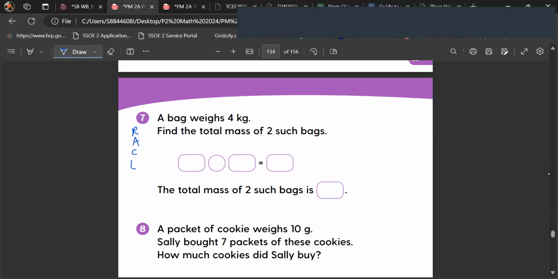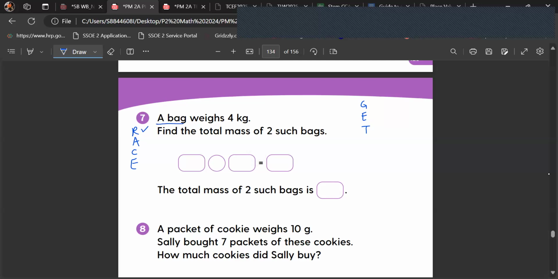Let's read the question carefully. It says here, a bag weighs 4 kilograms. Find the total mass of 2 such bags. That's right. Minus? No. Oh, somebody said times. So when we talk about that, what do you remember? Remember your GET? Is it divide? Let's take a look.